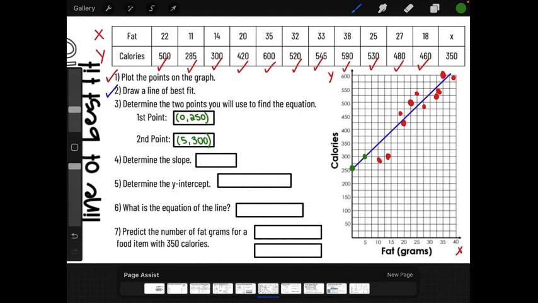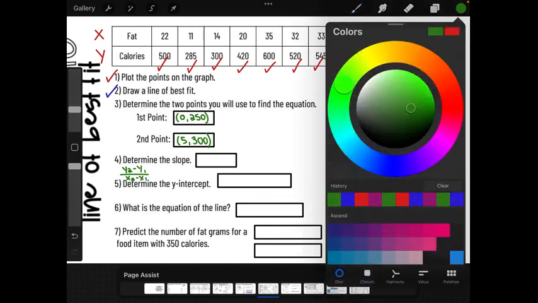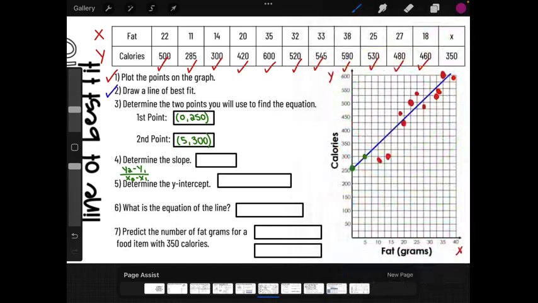Next, we're going to determine the slope. Slope formula is y2 minus y1 over x2 minus x1. We learned this a couple months ago. Basically what that means is we are going to subtract our two y values. So we're going to do 300 minus 250 over, and then subtract our x values, 5 minus 0.